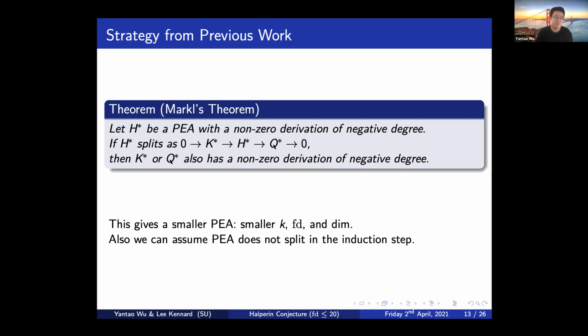So the Markov theorem says that in each step, we can assume that the positive elliptic algebra does not split, a very strong property. If something splits, then we can get something smaller: a smaller k, a smaller formal dimension, and a smaller dimension. Actually, we can use any criterion. Here we use induction based on the formal dimension, but anyone else can do almost the same induction step with the number of generators k or the dimension. The Markov theorem is generally true and very helpful for research in this area.